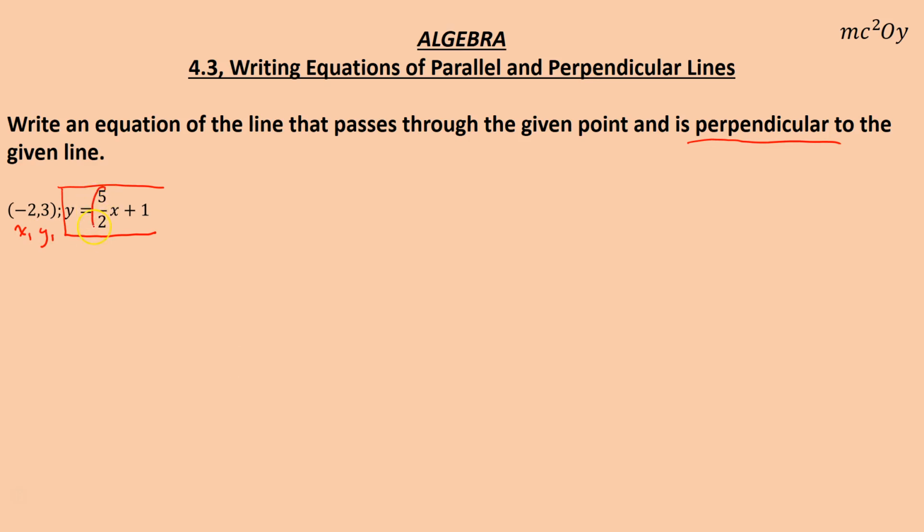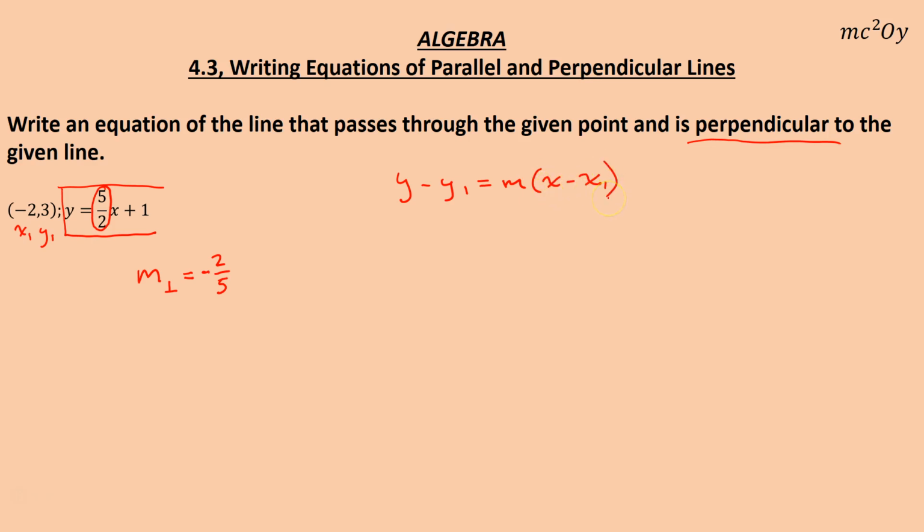It's in slope intercept form right now, this line. There's my slope. If I want a line that's perpendicular, a perpendicular slope, we have to take the reciprocal. So 5/2 becomes 2/5, and then it goes from positive to negative. Okay, so I'm going to use y minus y1 equals m times x minus x1.